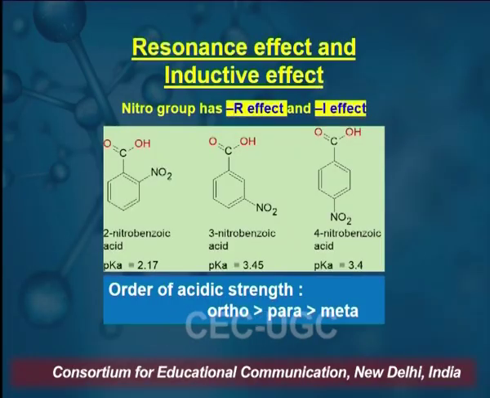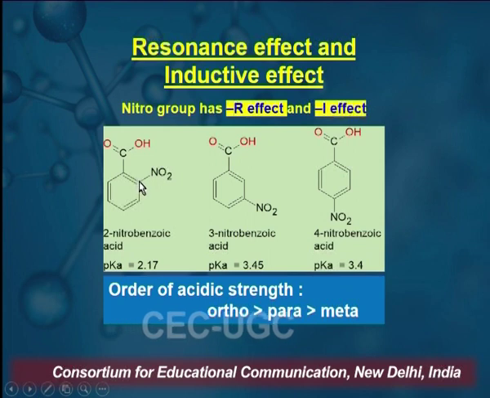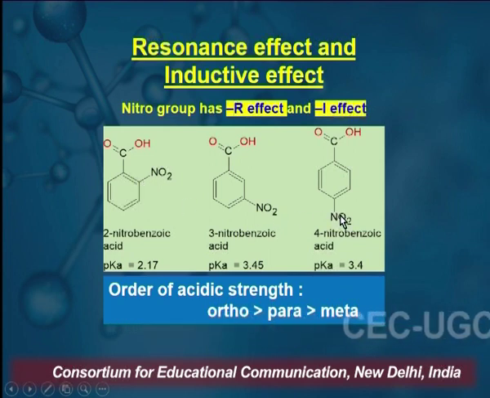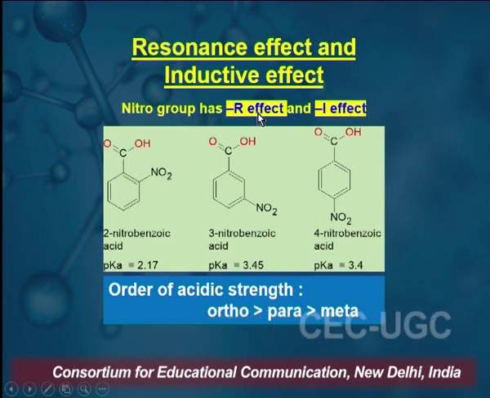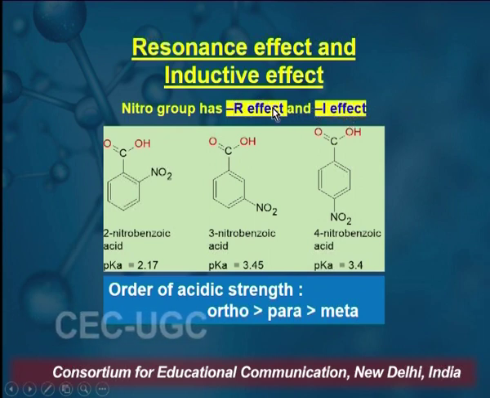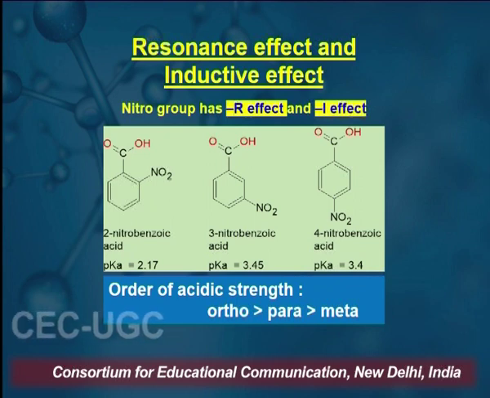Now, let us take the example of substituted benzoic acid. Here we are talking of 2-nitrobenzoic acid, 3-nitrobenzoic acid and 4-nitrobenzoic acid. That means the nitro group in benzoic acid is substituted at ortho, meta and para positions. The nitro group has a minus R effect and a minus I effect. So, both these factors, minus R and minus I, are withdrawing electrons from the ring system. So, minus R effect will govern that ortho and para isomers will be more acidic than meta.